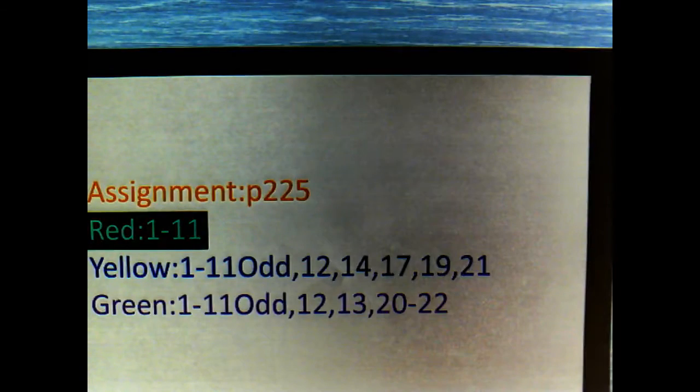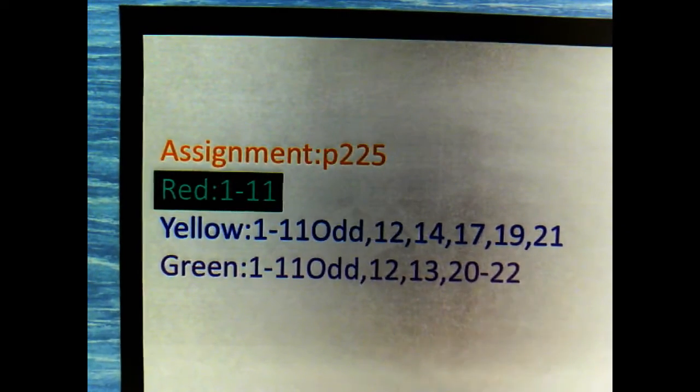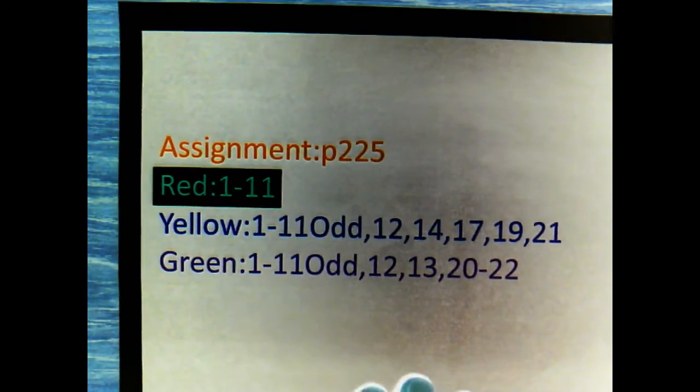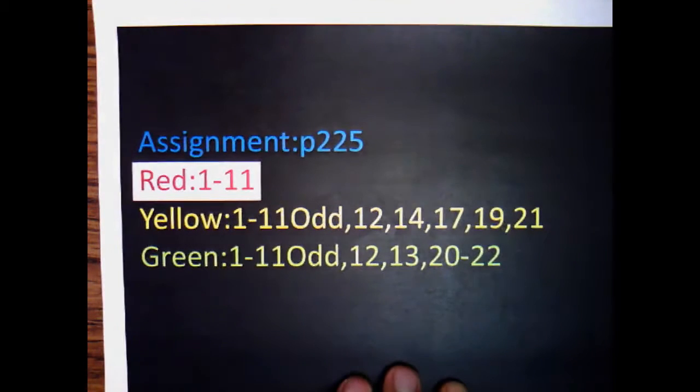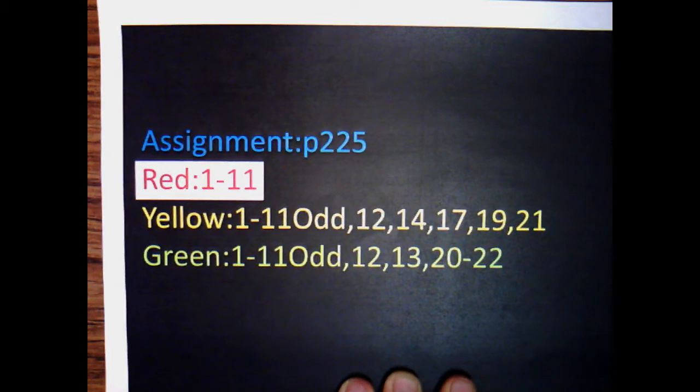So with that, here is the assignment. Choose the one that is most appropriate for you. If you've been struggling, do red. Kind of somewhere in the middle, do yellow. And if you understood everything perfectly, go ahead and do green.